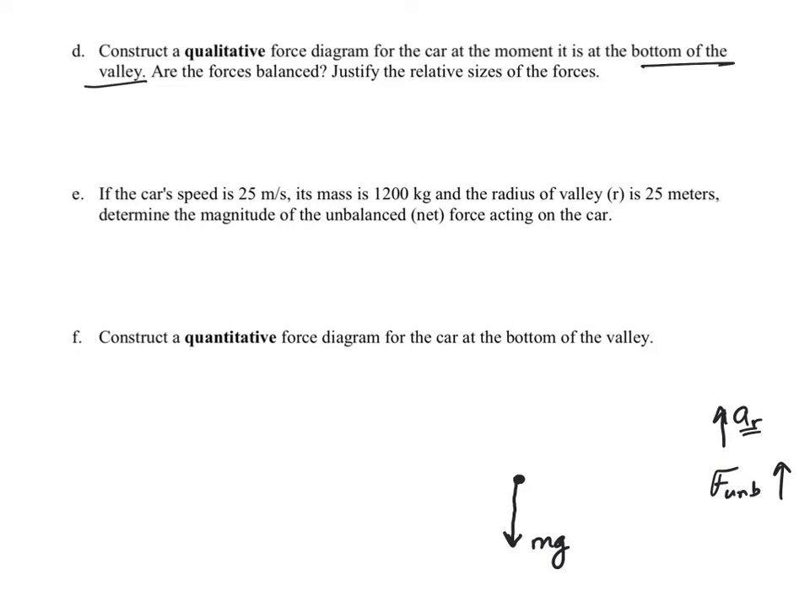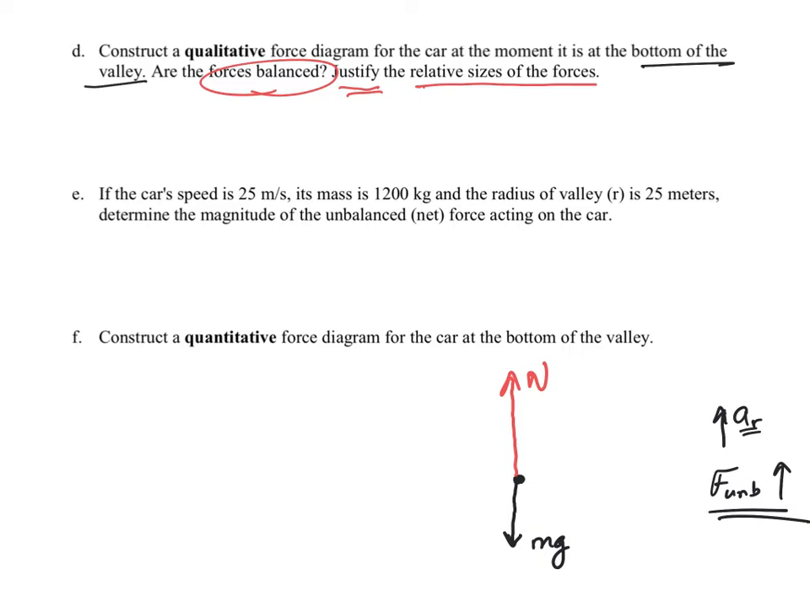If I only have two forces, the force of the Earth pulling down and the normal force of the road, and the unbalanced force is pointed up, that means the normal force of the road on the car must be longer than the gravitational force. So I draw it like that. So that's the qualitative force diagram. Are the forces balanced? I'll let you answer that and this question: justify in words the relative sizes of the forces. Why is the normal force greater than the Earth's force? You have to answer that question based on the description I just gave you.